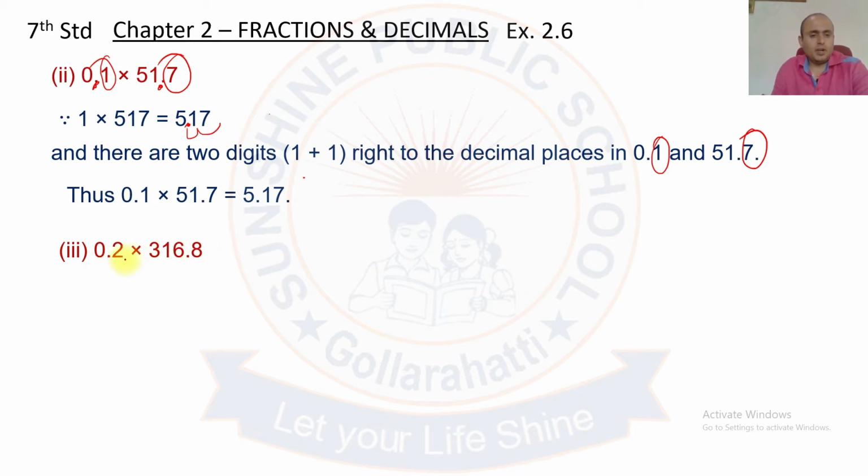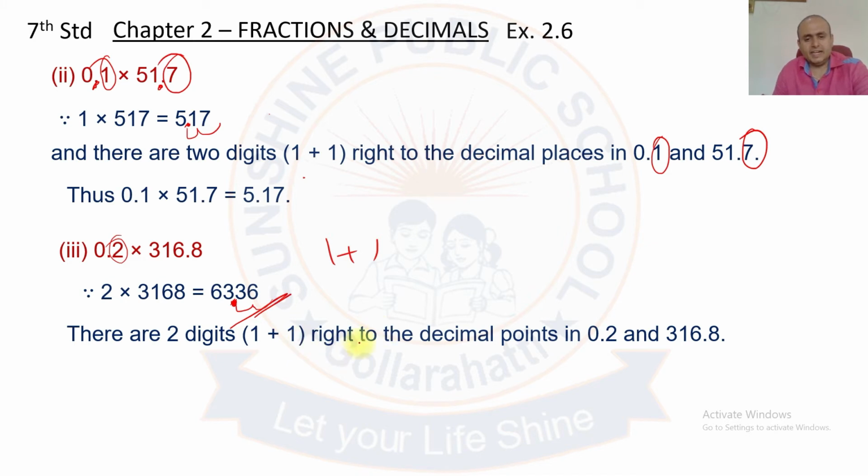Next question is 0.2 into 316.8. So here when you multiply 2 into 3168, we get 6336. Here we have a decimal point before one digit, and in this place also we have a decimal point before one digit. Total we have 1 plus 1, that is 2 digits. Therefore I have to place the decimal point before 2 digits, that becomes 63.36. Thus 0.2 into 316.8 becomes 63.36. This is the answer.